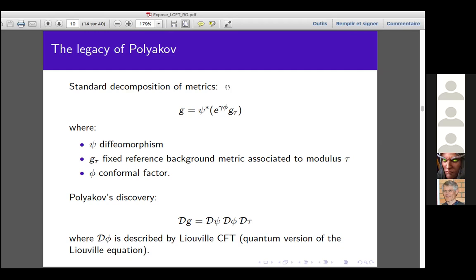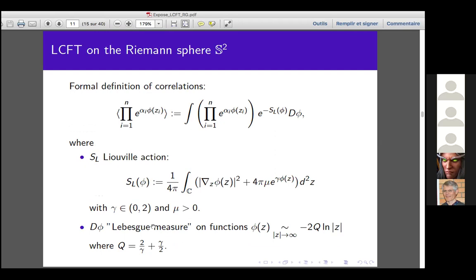That's what I call Polyakov's discovery. He argued there's a kind of polar decomposition on the space of metrics, and it factorizes into a volume form on the diffeomorphism group times a volume form on the space of conformal factors times the volume form on moduli space. And he argued that the volume form is described by Liouville conformal field theory for the conformal factor, and that this Liouville conformal field theory is really the quantum version of the Liouville equation that I discussed a few slides before.